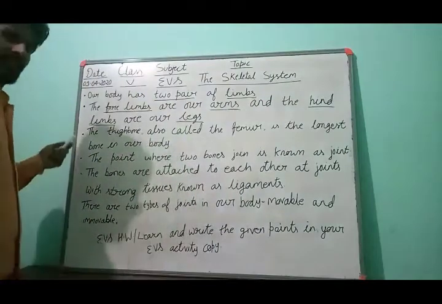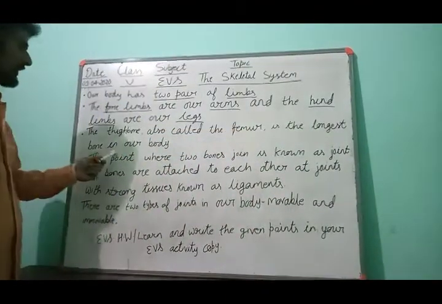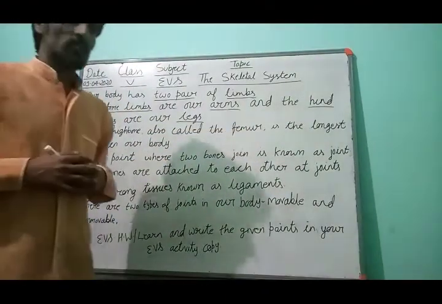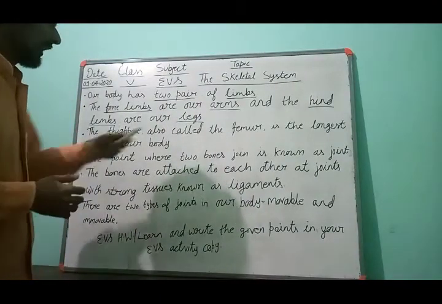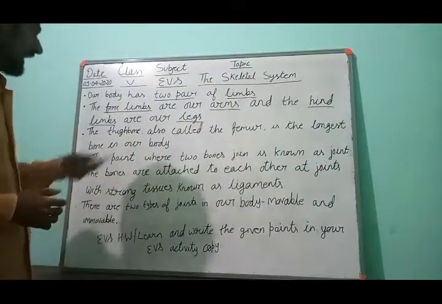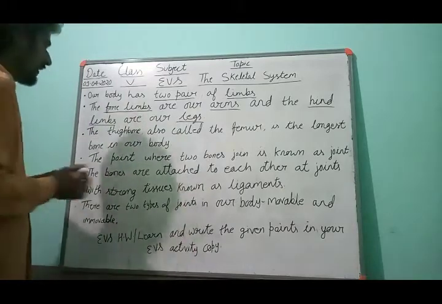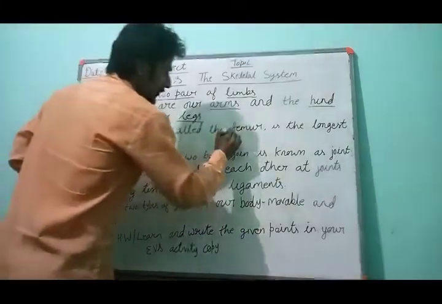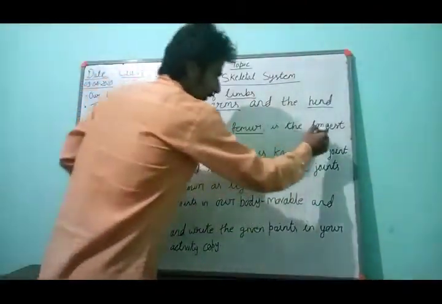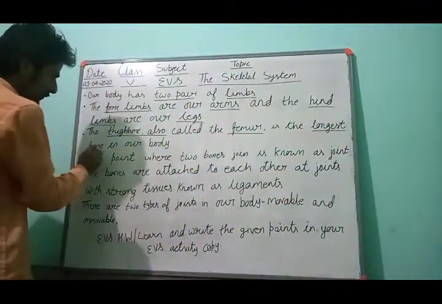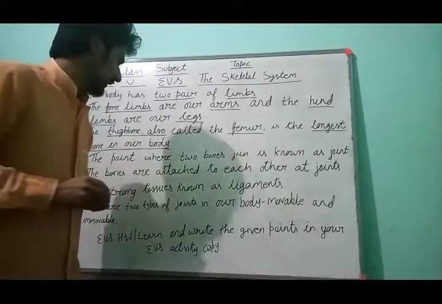Next point is the thigh bone, also called the femur, is the longest bone in our body. Thigh means the upper part of our leg, and the bone that is inside our thigh is the thigh bone. The other name of the thigh bone is femur. Femur is the longest bone in our body.